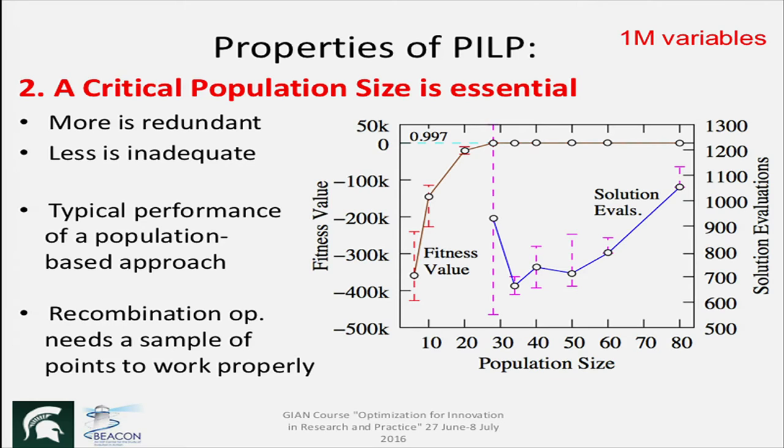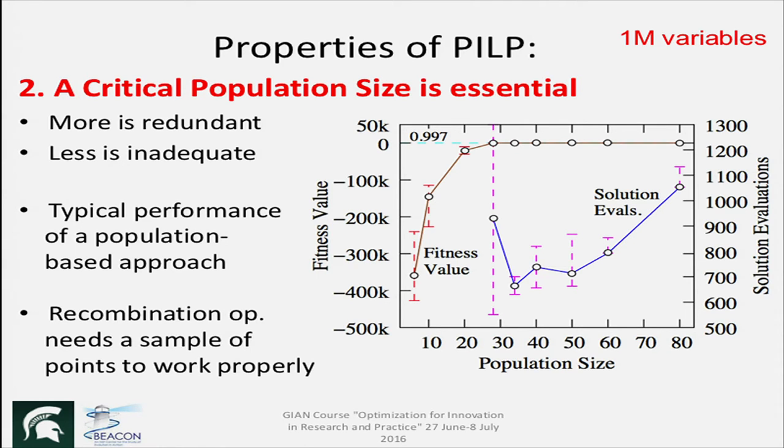So if you go with my population sizing suggestion, which I gave two classes before, what did I say? N should be in proportion to the number of variables. So it's 1 million variables. You needed at least a million population size. But I'm showing you here 34. How? Am I contradicting myself? No, I'm not contradicting myself.